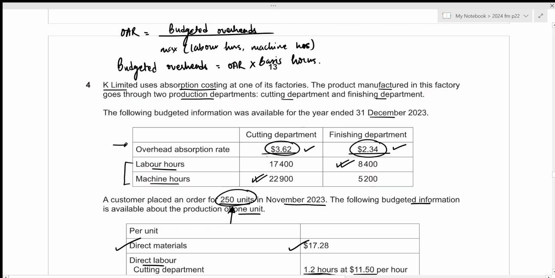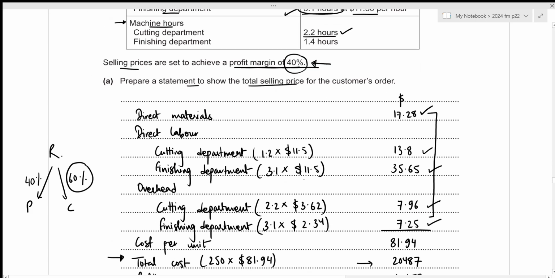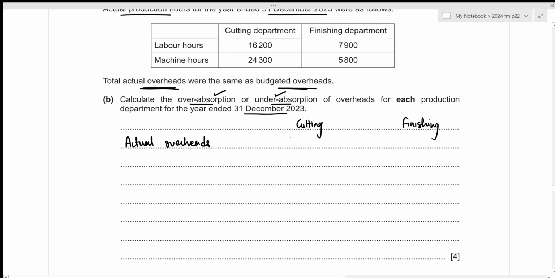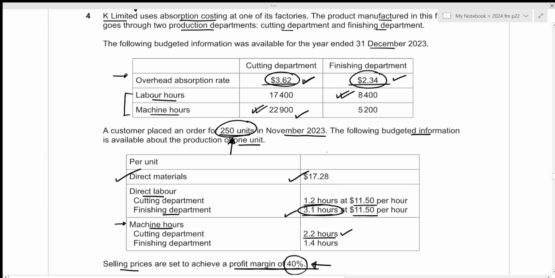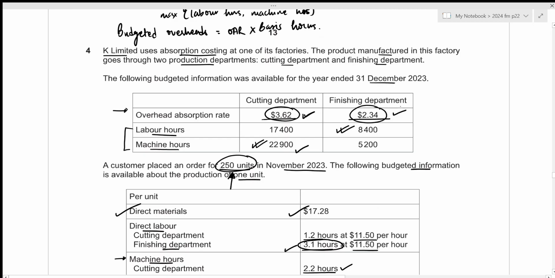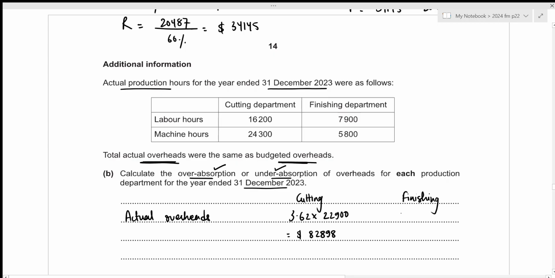So for the cutting department, that will be 3.62 multiplied by 22,900. Let's write it down. So 3.62 times 22,900, which results in the value of 82,898. We then repeat the same process for the finishing department. That will be 2.34 multiplied by 8,400. This results in the value of 19,656.